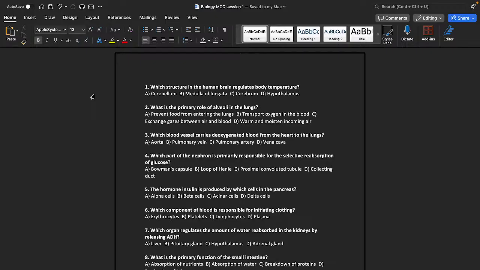What is the main function of hemoglobin? Fight infections, transport oxygen, clot blood, or digest proteins. So it's to transport oxygen. It's not to fight infections. To fight infections, we have the lymphocytes, T cells and B cells, and we have macrophages. So those are the ones responsible to fight infections. Hemoglobin transports oxygen within the red blood cells.